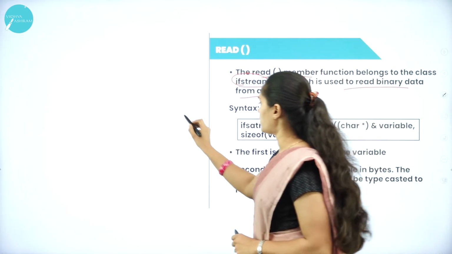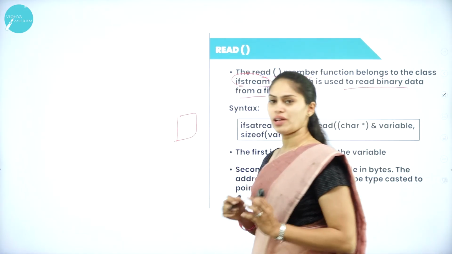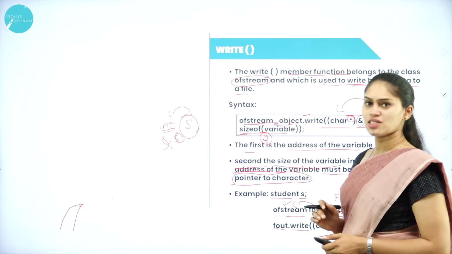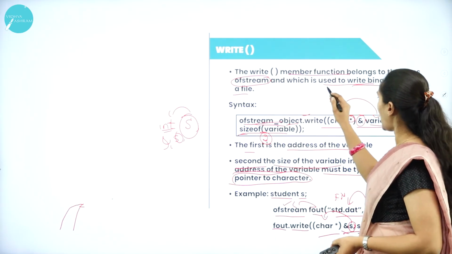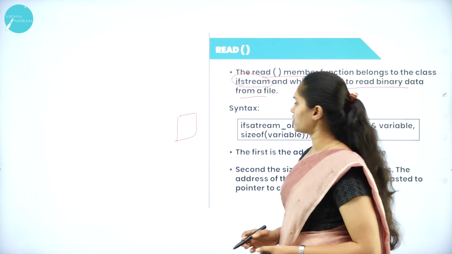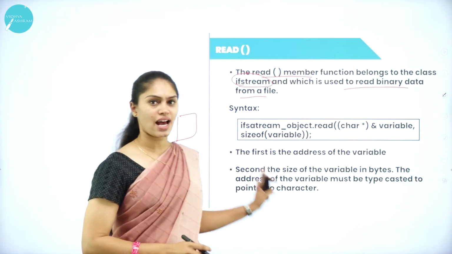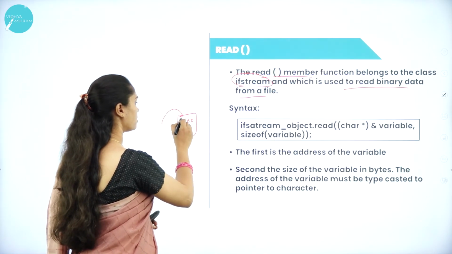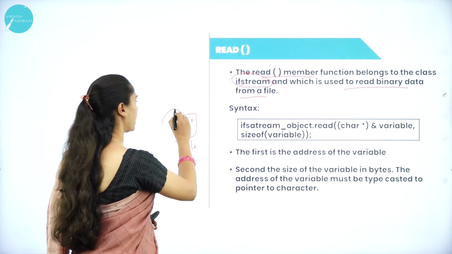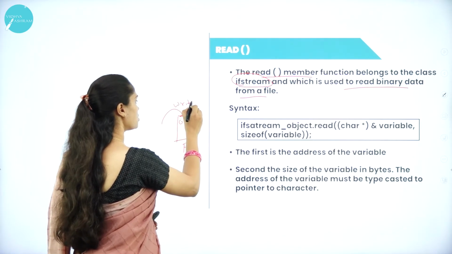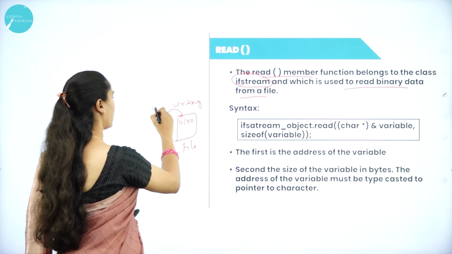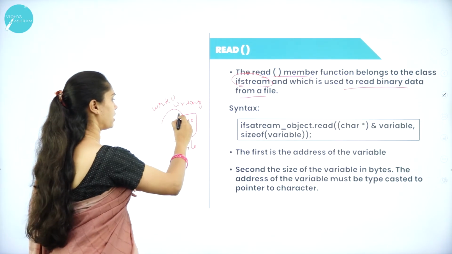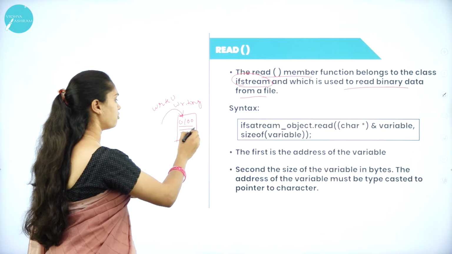So consider this one. Here I have a file, and read and write operations must take place. If it is the write member function, I am going to write some binary data to the file. So which member function should I call? I must call the write member function, that is, I am giving some binary content to the file.